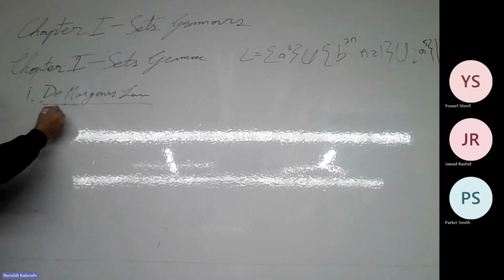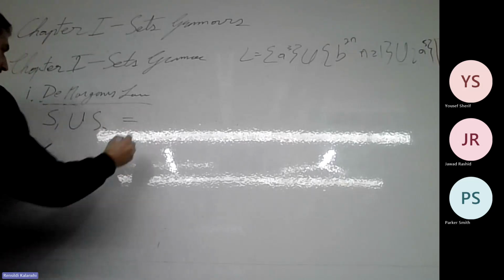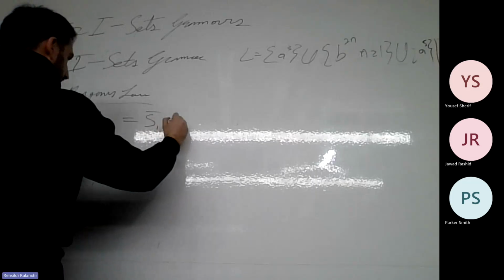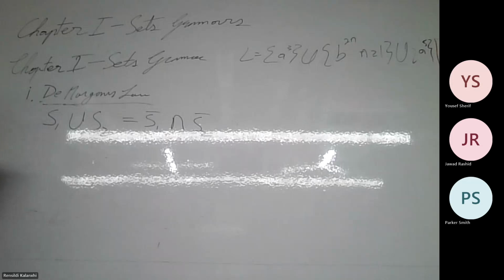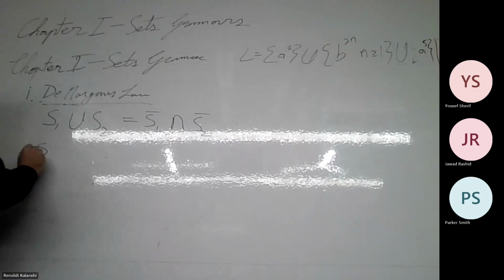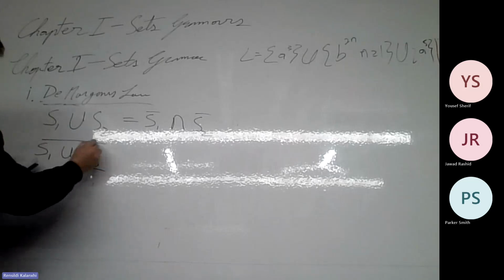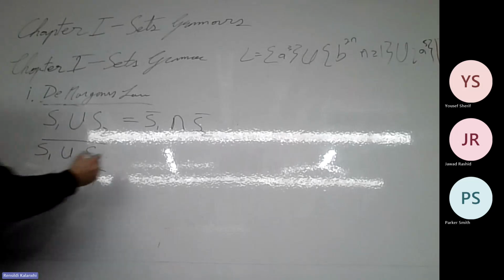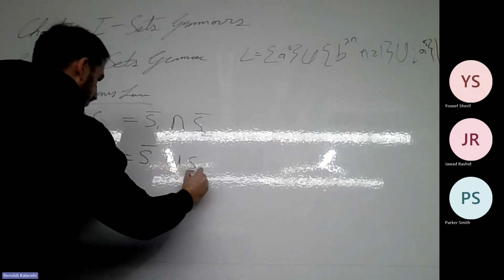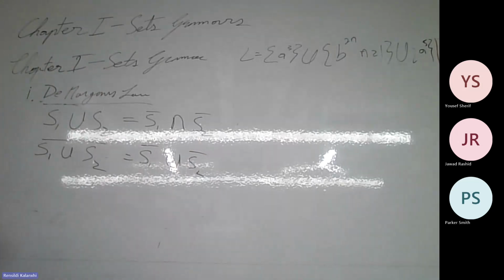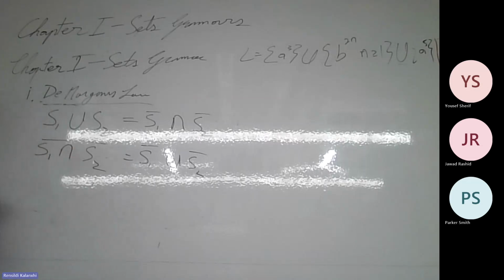So De Morgan's law says that the complement of S1 union S2 is S1 naught intersect S2 naught. And the whole thing, the whole knot of S1 union S2, will be S1 naught union S2 naught. And it's supposed to be intersect, sorry, intersect.